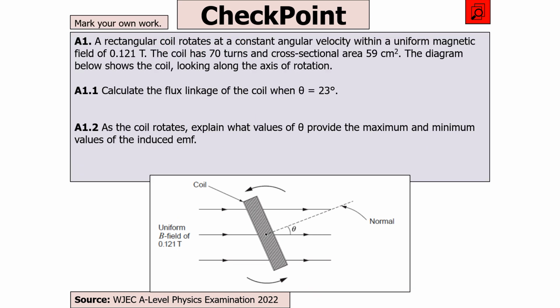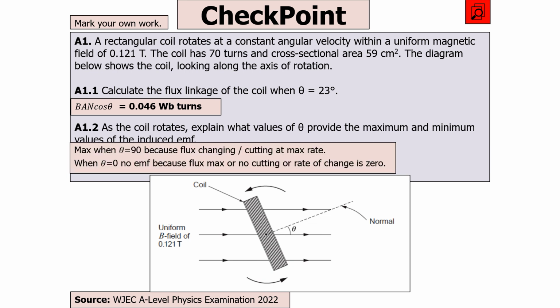Right, so our flux linkage is equal to BAN cos theta. So we have B, 0.121, we have N, 70, and we have cross-section area to be 59 times 10 to the minus 4, because centimetres squared into metres squared. So you got your angle to be cos 23, so we get 0.046 Weber turns.